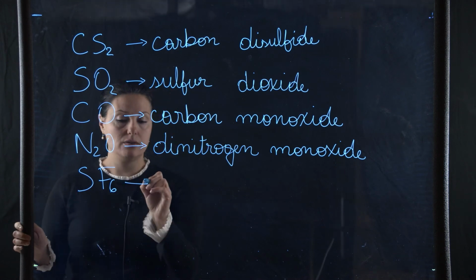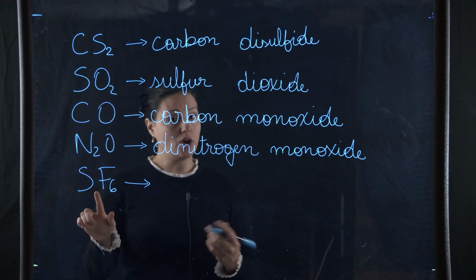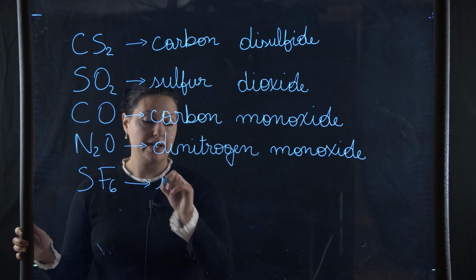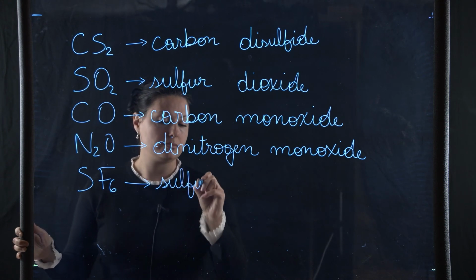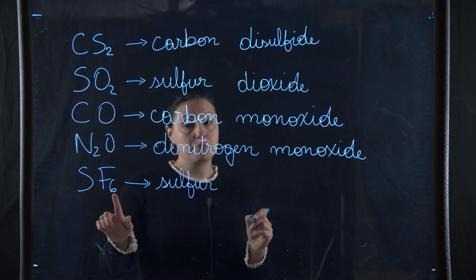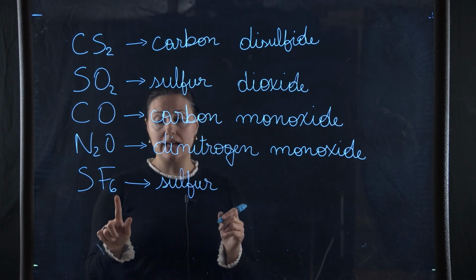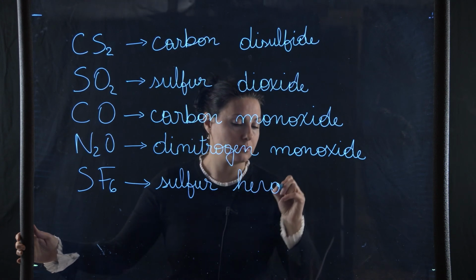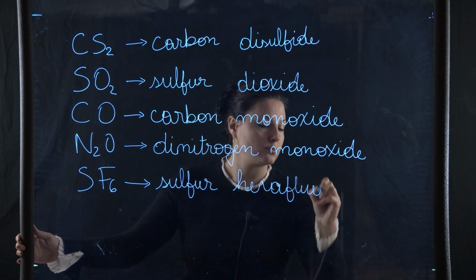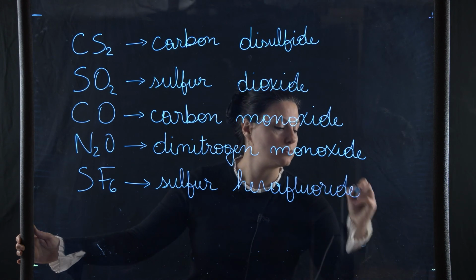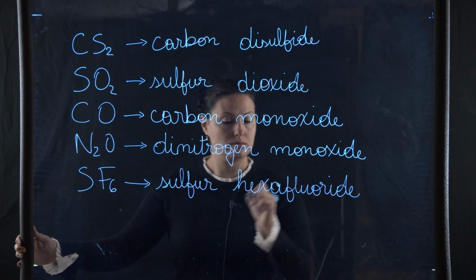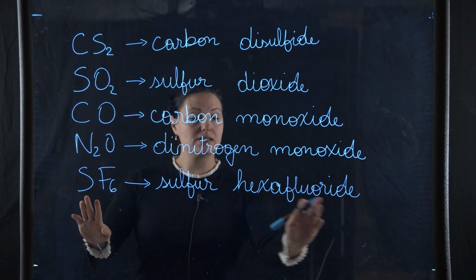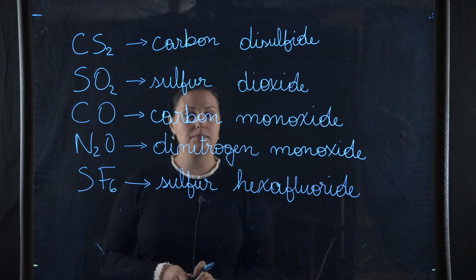And then the last one, sulfur has only 1, but we don't write the mono for the first atom, so we write sulfur. And then the prefix for 6 is hexa, so it will be sulfur hexafluoride. Okay, this tells me that I have a sulfur and I have 6 fluorines bonded together.